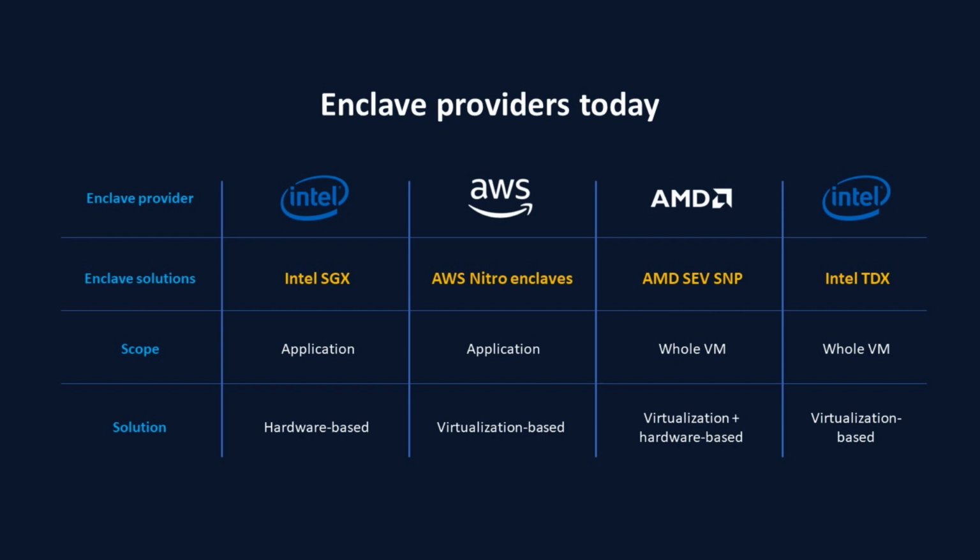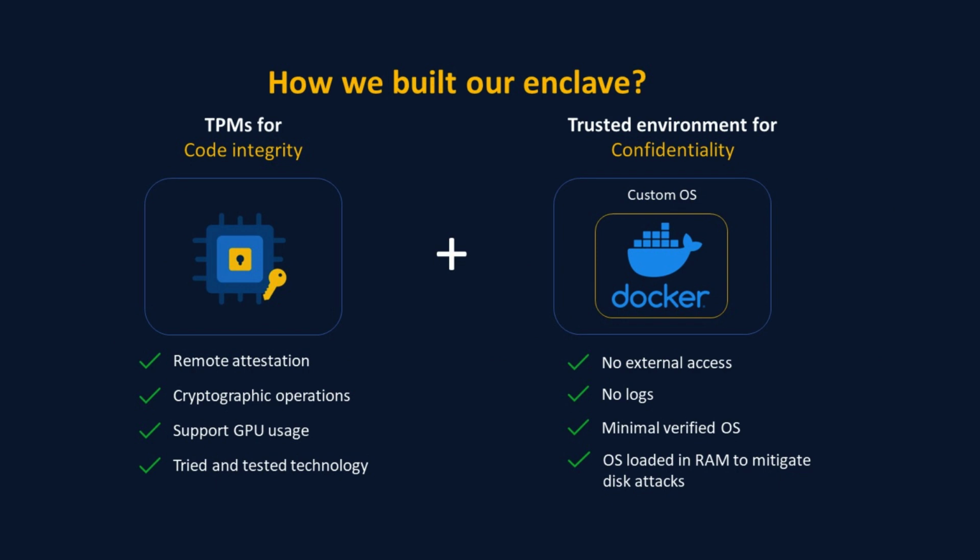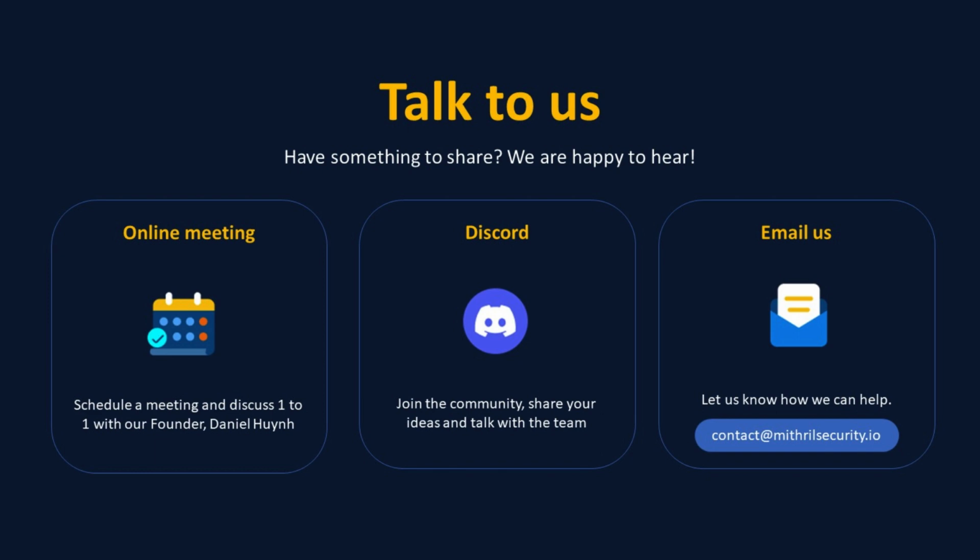So TPMs are a tried and tested technology that can be used to measure, store and verify the whole software stack of a machine. So with our enclaves, we ensure confidentiality through the deployment of a container with strict isolation policies, as well as a custom minimal OS, which is loaded in RAM to avoid attacks on disk. We then ensure integrity through TPM-based attestation, which verifies the custom OS, the application, and the TLS certificate of our enclave.